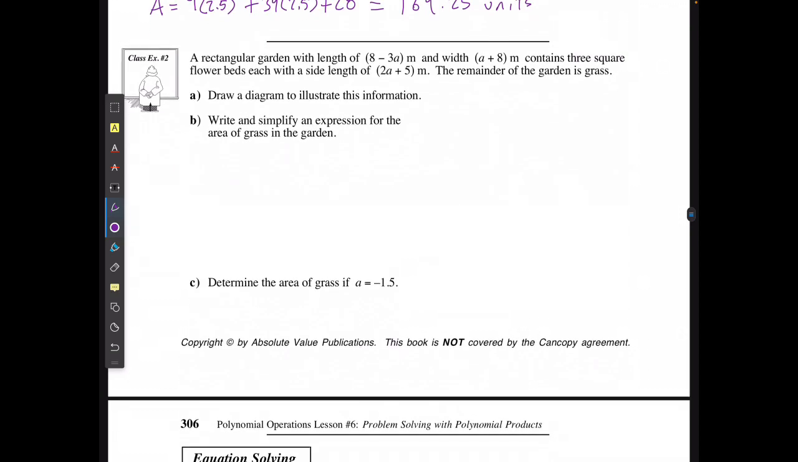For example 2, a rectangular garden with the length of 8 minus 3a meters and a plus 8 meters contains 3 square flower beds, each with a side length of 2a plus 5 meters. Everything else is grass. Draw a diagram to illustrate this information.